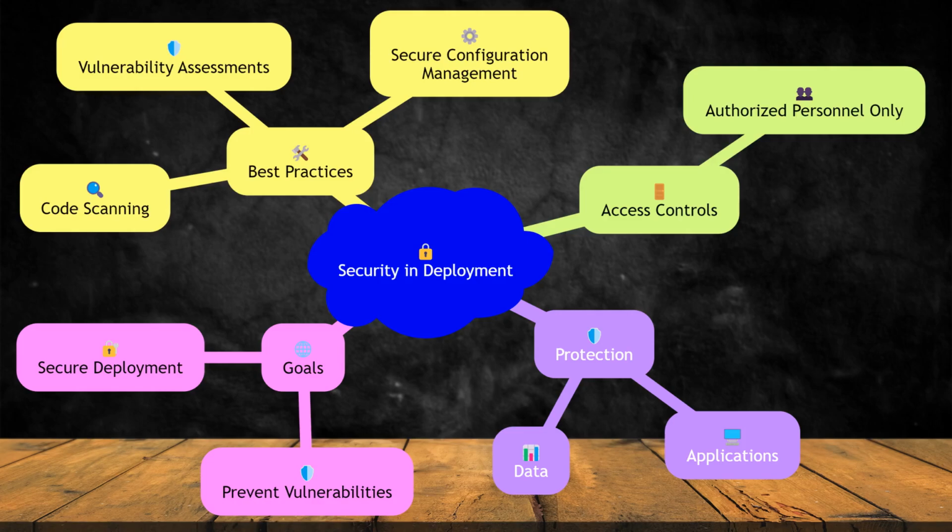Security is a critical aspect of the deployment process, ensuring that code changes do not introduce vulnerabilities. This involves implementing security best practices, such as code scanning, vulnerability assessments, and secure configuration management. Additionally, access controls should be in place to ensure that only authorized personnel can deploy code to production. By incorporating security into the deployment process, organizations can protect their applications and data from potential threats.